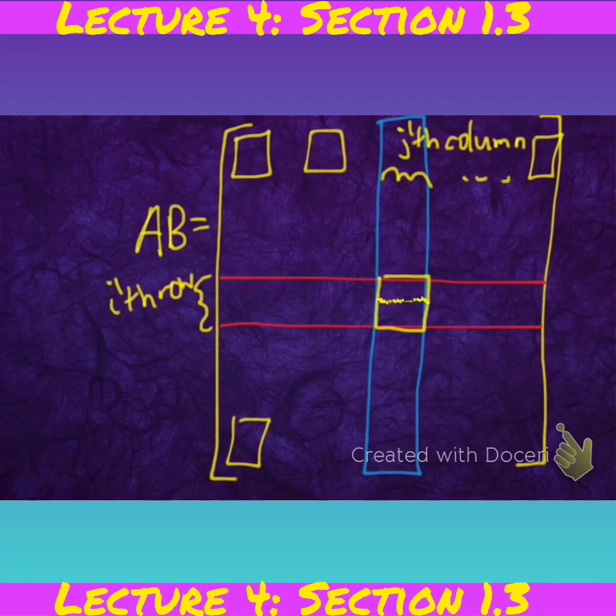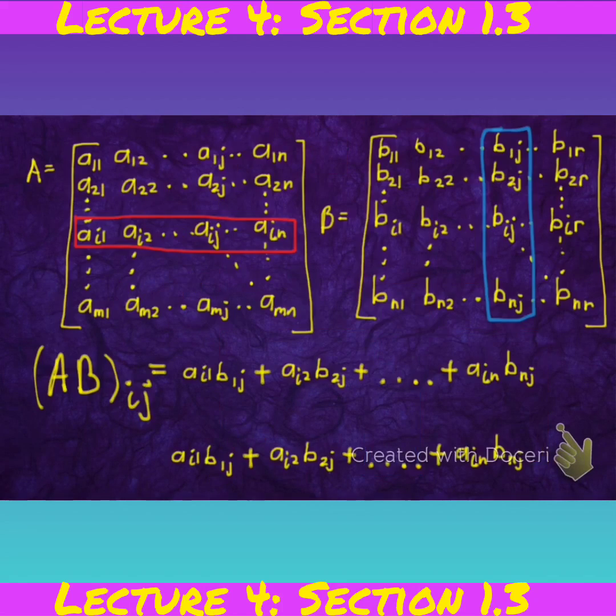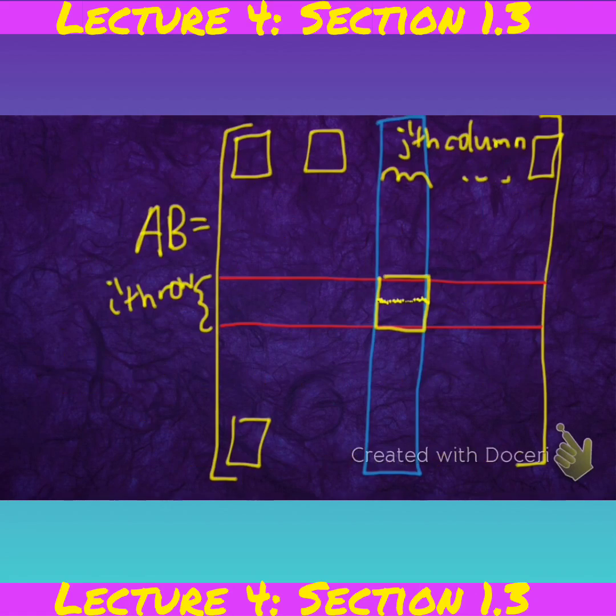So the indices i run in this case from 1 to m, and the indices j run from 1 to r. So you've got r columns and you've got m rows. So it's quite a bit of calculation to do.